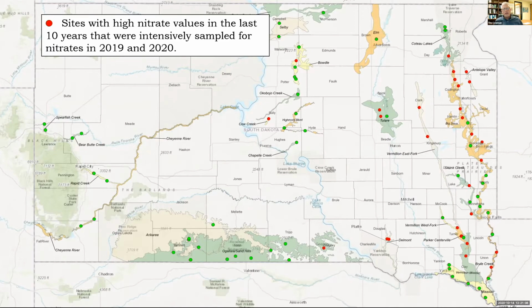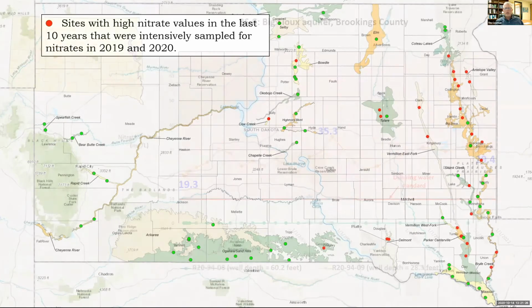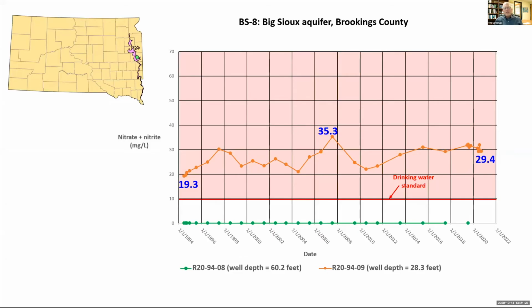The other dots that are green there are sites where in the last 10 years, we have not seen values over 10 parts per million for nitrate concentrations. And so they were not intensively sampled. We just stayed with our regular every other year sampling routine at those sites. So I'm not going to show you all of the graphs, and we're just starting to analyze the data, but here's a couple of typical results we've seen through that high intensity nitrate sampling.